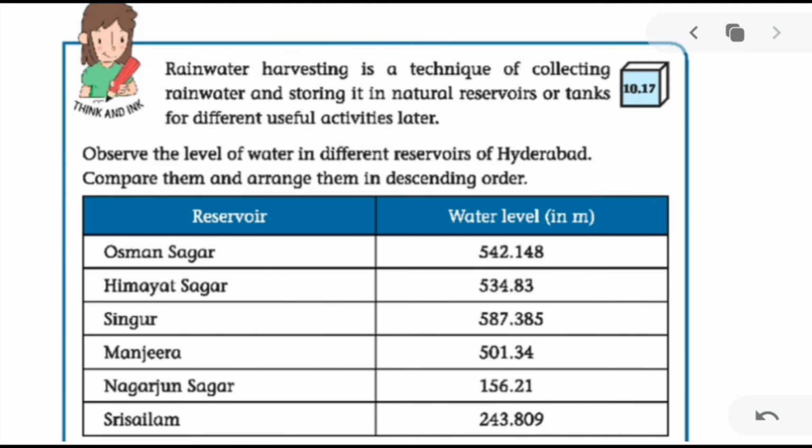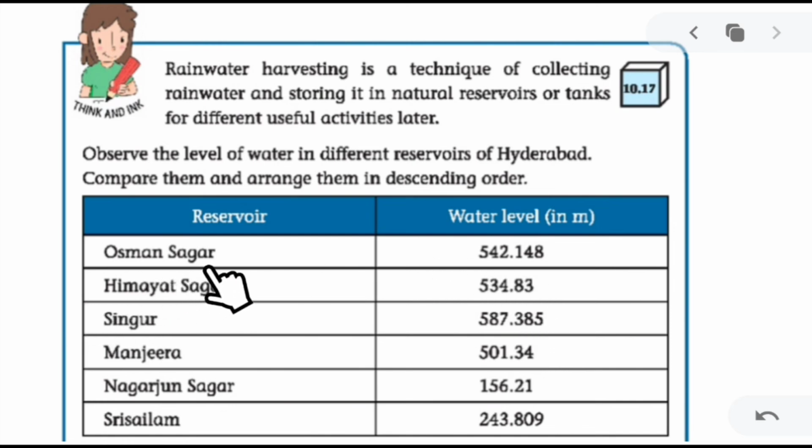And the last one. Rainwater harvesting is a technique of collecting rainwater and storing it in natural reservoirs or tanks for different useful activities later. Observe the level of water in different reservoirs of Hyderabad. Compare them and arrange them in descending order. Now we have to write in descending order. What is descending order? Descending order means big to small. Yes, big to small.